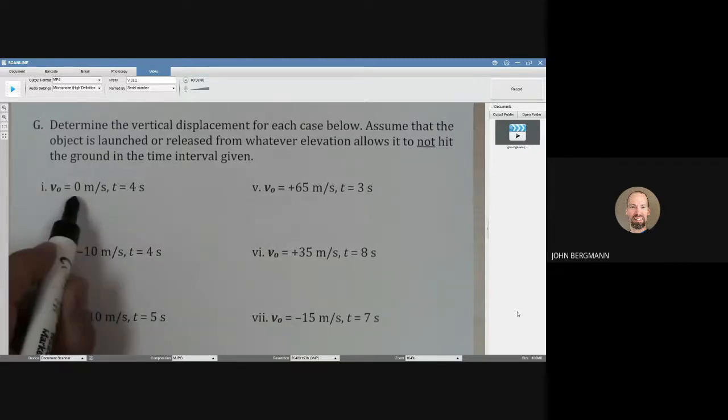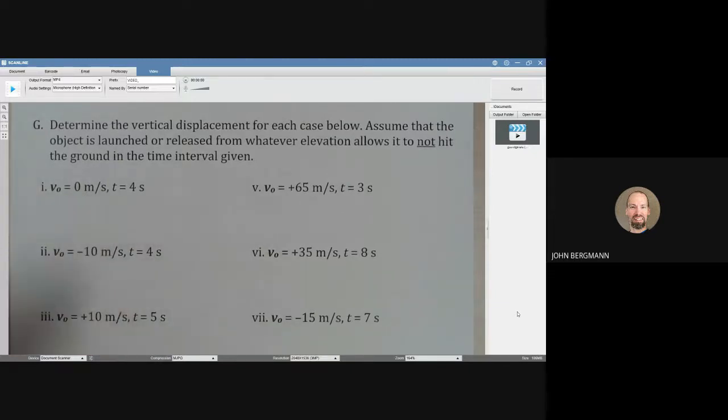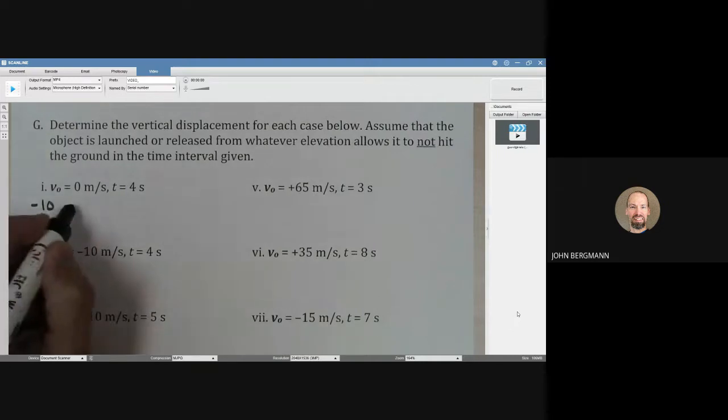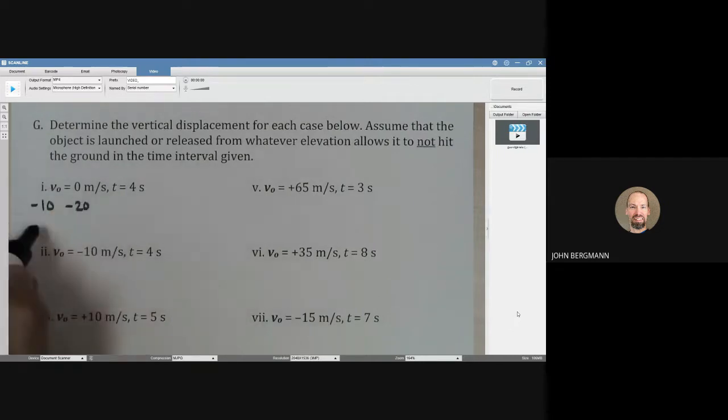All right, an initial velocity of 0 means we're just dropping this object. So after 1 second, it's going to be traveling negative 10 meters per second. After 2 seconds, negative 20. After 3 seconds, negative 30. After 4 seconds, negative 40. Or you could say 10, 20, 30, 40 downward. That would be okay as well.